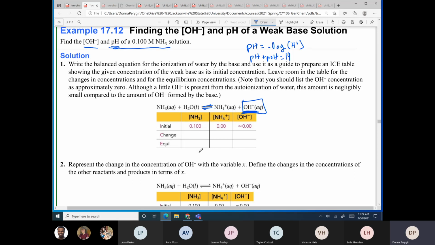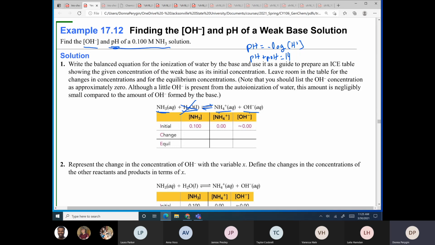So in order to set up our ICE table, the first thing we do is write the equation for the ionization. So if you put ammonia, this is NH3, in water, then you get NH4 plus and OH minus. That's your equilibrium expression here. This is a reversible reaction, so it goes both ways. So we could set up an ICE table. We can ignore the water because that's a liquid, so we only have to worry about the ammonia forming NH4 plus and OH minus.